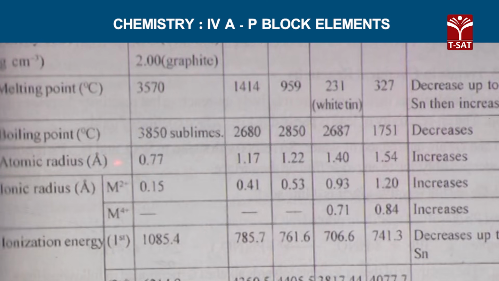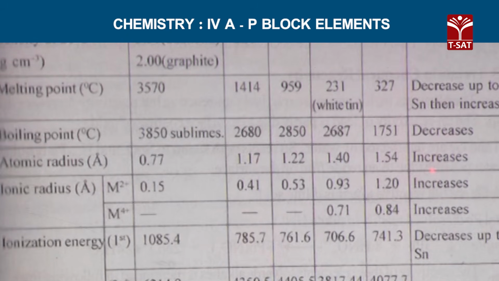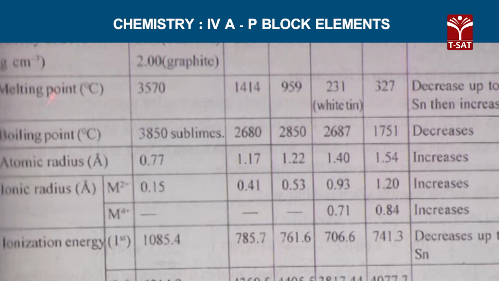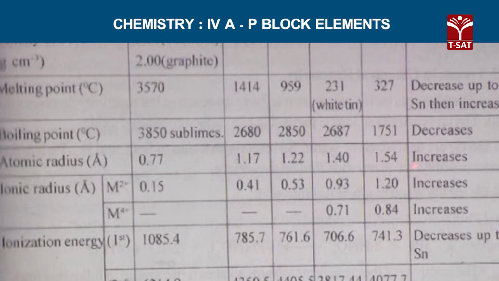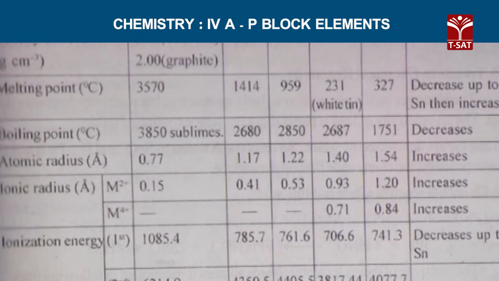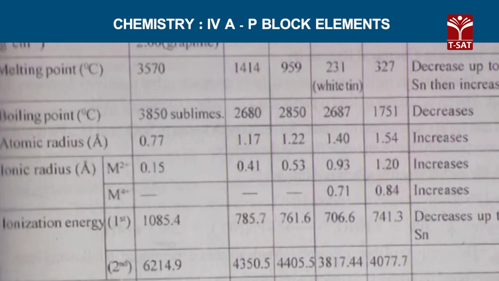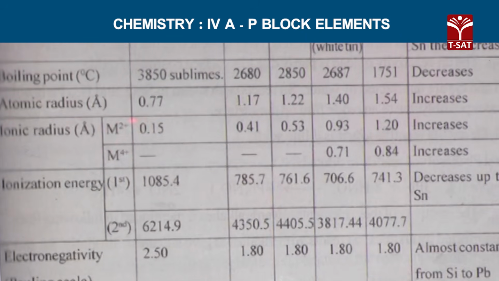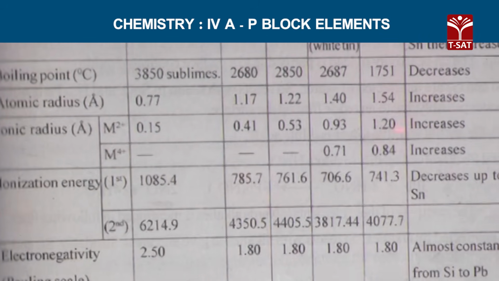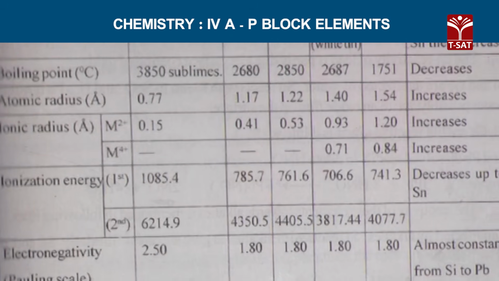Atomic radius is lower for carbon, slightly increases and continuously increases up to lead. Therefore, variation of atomic radius is continuously increasing down the group. Ionic radius also follows the same trend. Here, the ionic radii of di-positive ions are taken for comparison purpose.